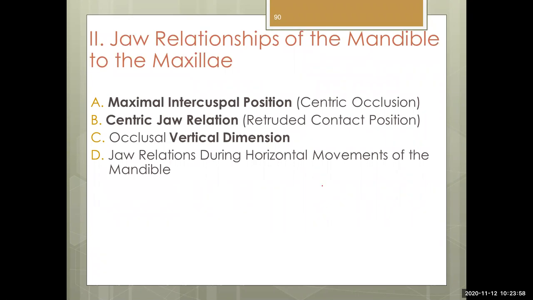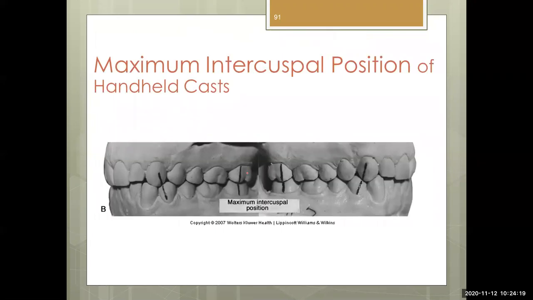Centric relation. Again, relation is the most retruded. How many times can I say this? Is it important? You got to know the difference. All right, versus vertical, occlusion is the vertical dimension as well. You want to check to see if it is a closed bite, an open bite. How do they fit together?